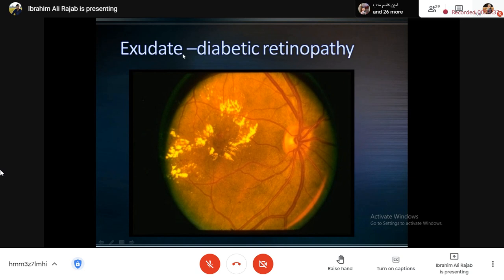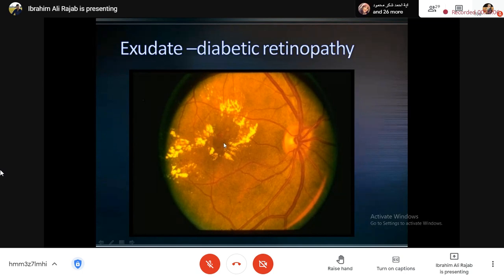And this exudate can happen in various ocular diseases. One of them, and the most common cause, thank you Amin, is diabetic retinopathy. So this whitish, yellowish lesion is called exudate. The site of this exudate is near the macula, and the central area of the macula is called the fovea. So this is the fovea.